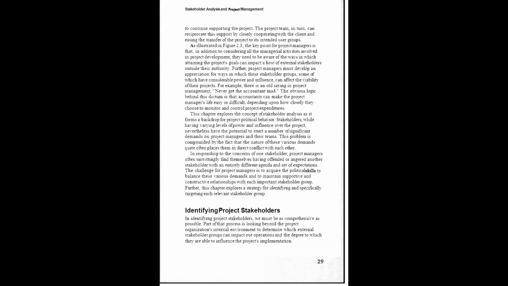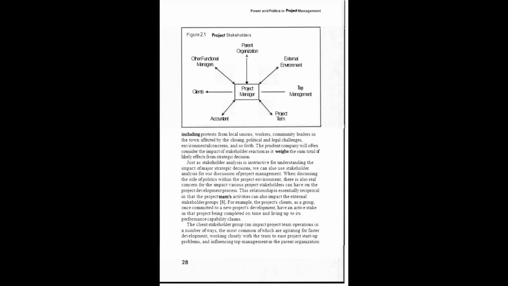As illustrated in figure 2.1, which we saw in the previous diagram, the key point for project managers is that in addition to considering all the managerial activities involved in project development, they need to be aware of the ways in which attaining the project's goals can impact a host of external stakeholders outside their authority. Further, project managers must develop an appreciation for ways in which these stakeholder groups, some of which have considerable power and influence, can affect the viability of their projects. For example, there is an old saying in project management: never get the accountant mad. The obvious logic behind this dictum is that the accountants can make the project manager's life easy or difficult depending upon how closely they choose to monitor and control project expenditures.